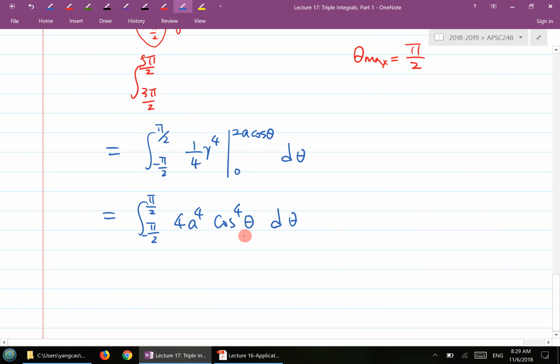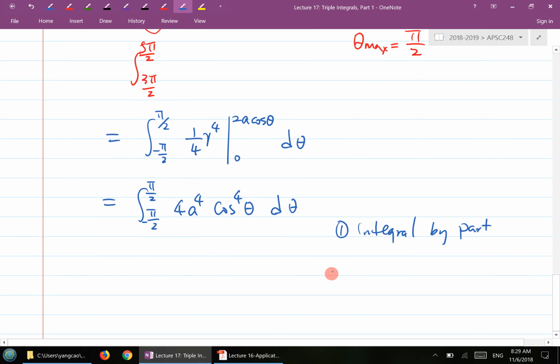One approach is to use integral by parts. Because this is a cosine theta to the power 4, you can do an integral by parts to calculate. So take a look at my lecture notes here. And the other approach is formula.